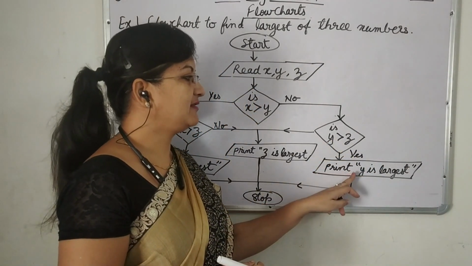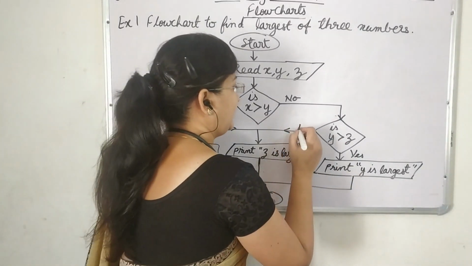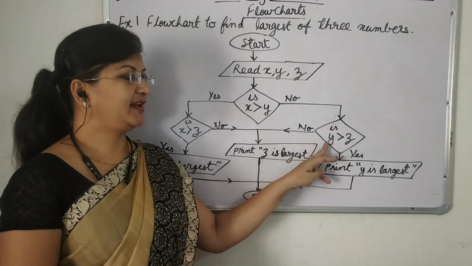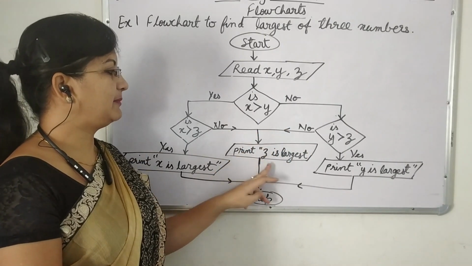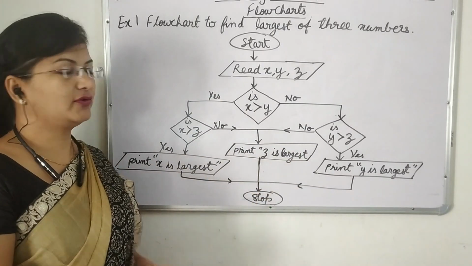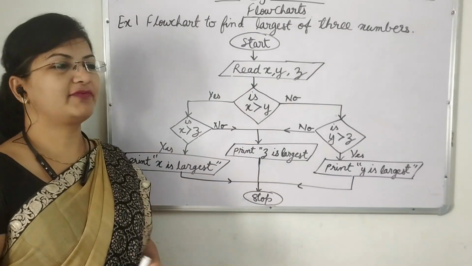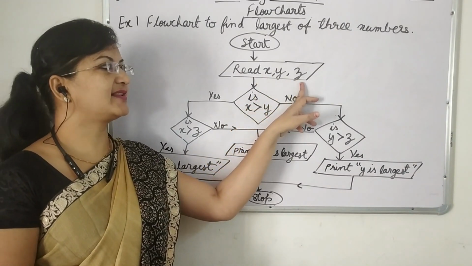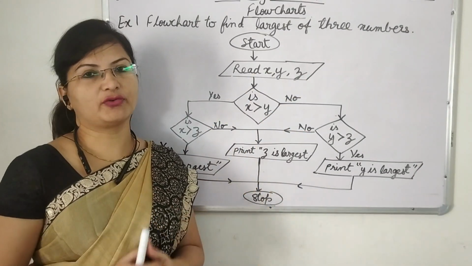If y is greater than z, then what will be printed? That y is the largest number. But if y is not greater than z, then what will happen? Here also z will be the greatest number. So it will come here and will print z is the largest number. You can see here the arrows show the flow of the flow chart. I hope you understood this. We can compare with numbers also. We can take x equals 2, y equals 7 and z equals 13, etc. And then we can check exactly how the flow chart works.